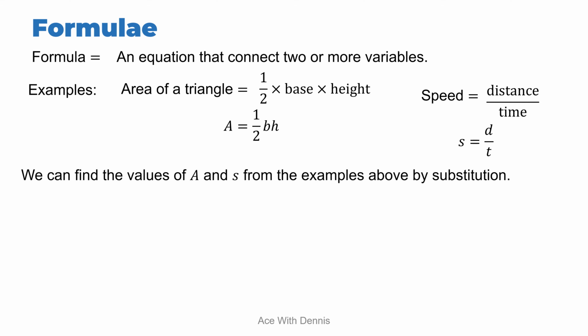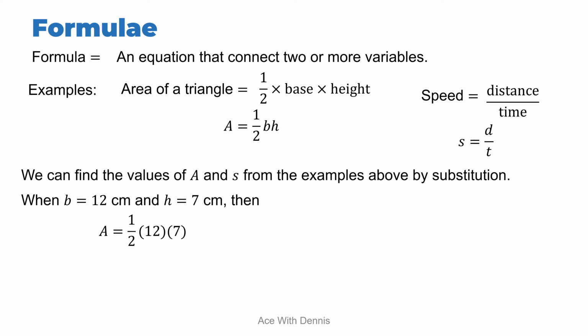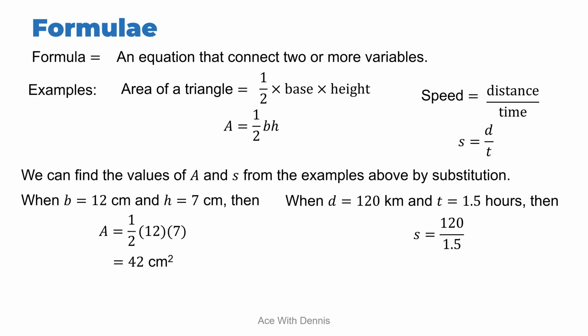We can find the value of A and s from the examples above by substitution. When b equals 12 cm and h equals 7 cm, then the area A will be half times 12 times 7, which is 42 cm square. When d is 120 kilometers and t equals 1.5 hours, then the speed s equals 120 divided by 1.5, which is 80 kilometers per hour. So this is the substitution method.